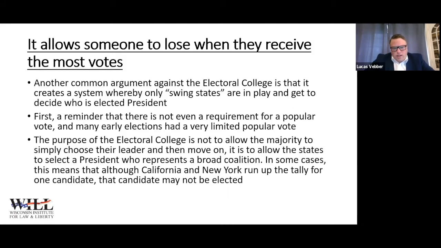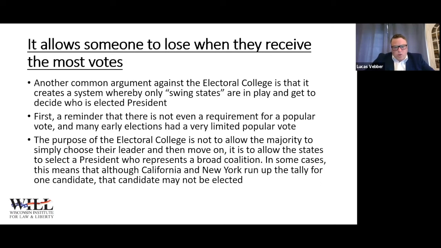One of the other charges that allows someone to lose even though they receive the most votes, I think there's a reminder that there isn't even a requirement in the Constitution to hold a popular vote. Most states, all states now do that, have a popular vote. But as I said, at the very first presidential election, a majority of the states that could actually elect the president did not use a popular vote system. So they would just have the legislature of those states allocate their presidential votes.